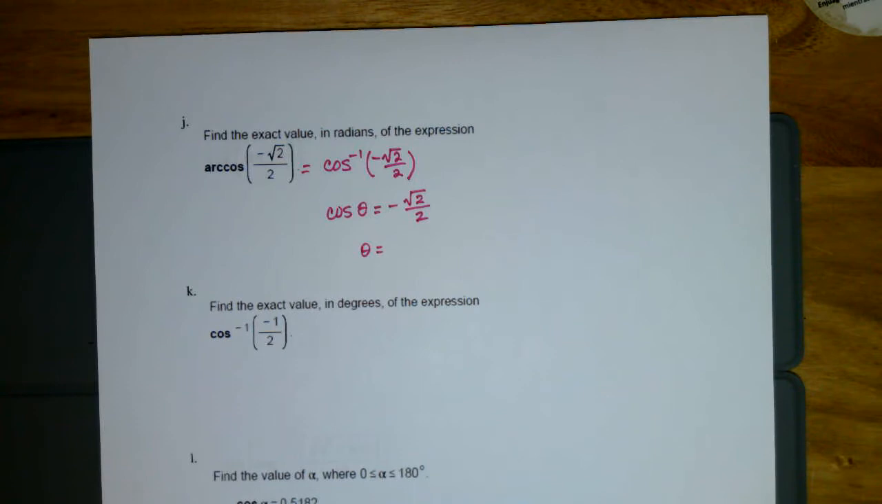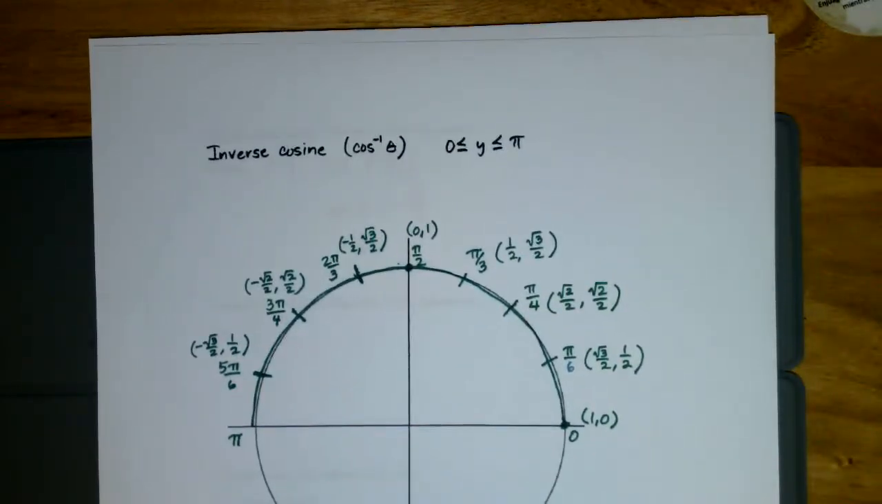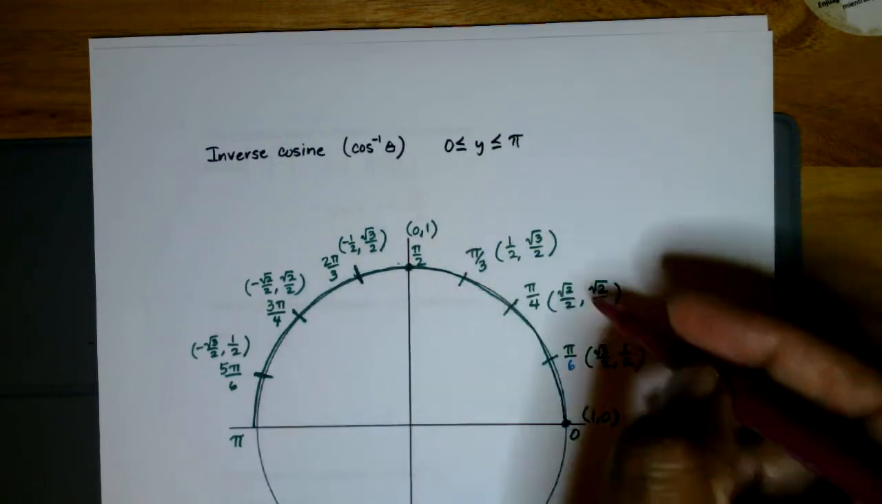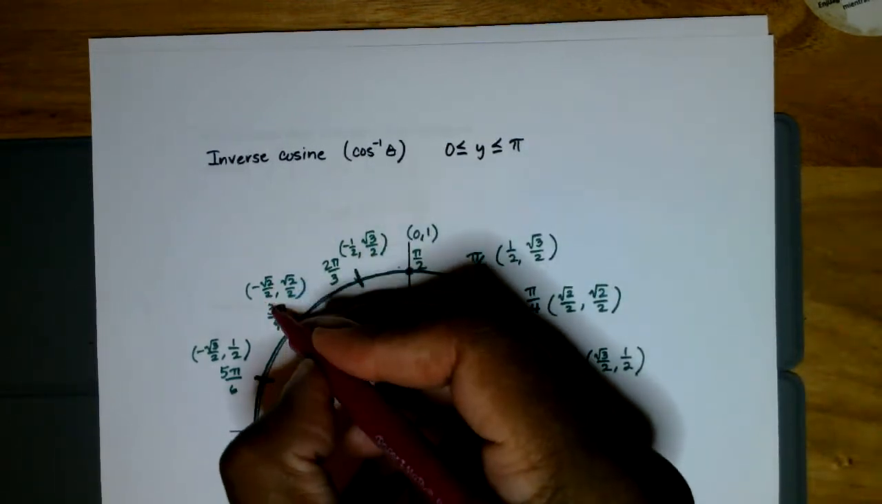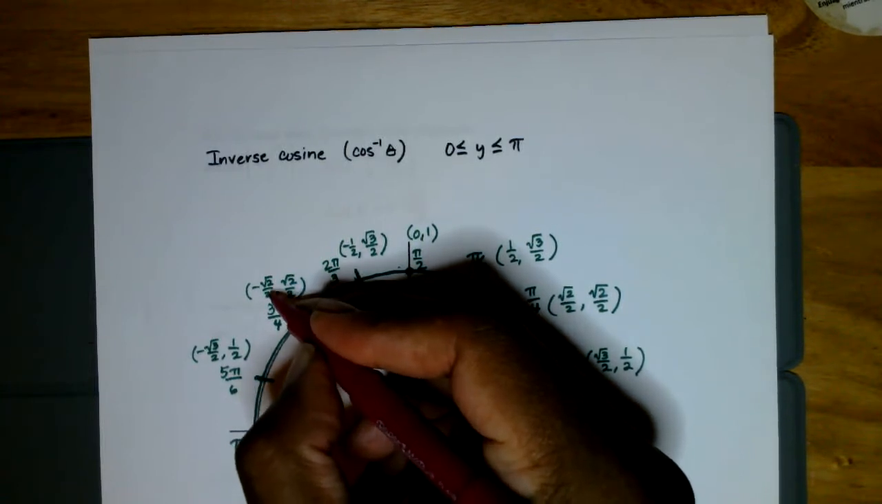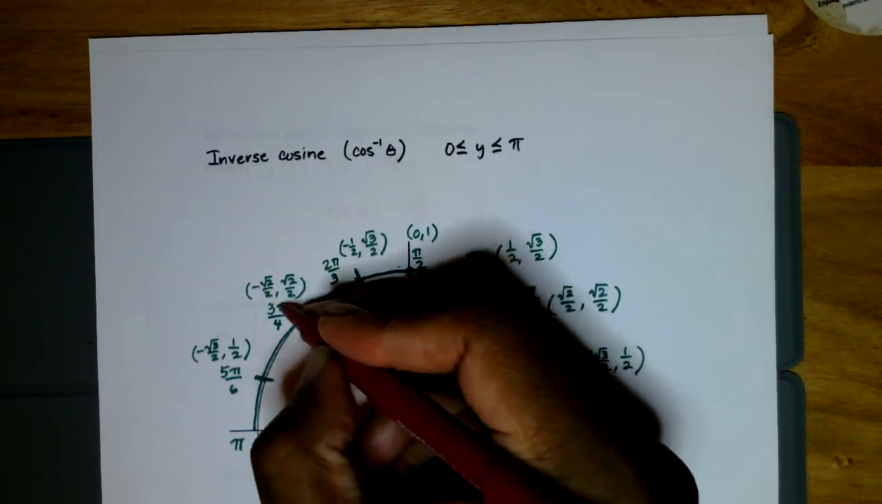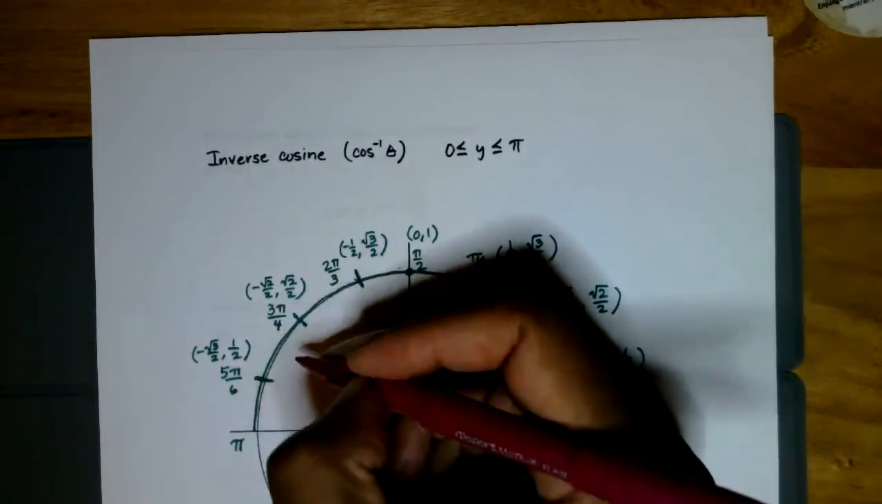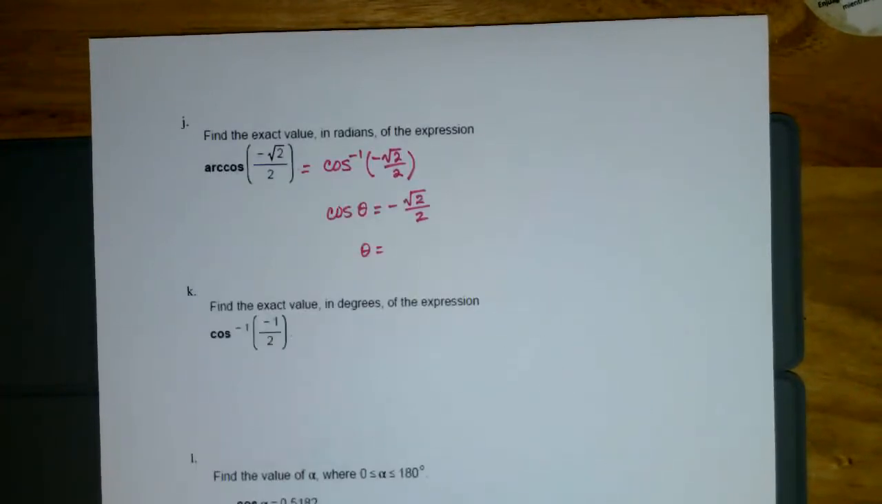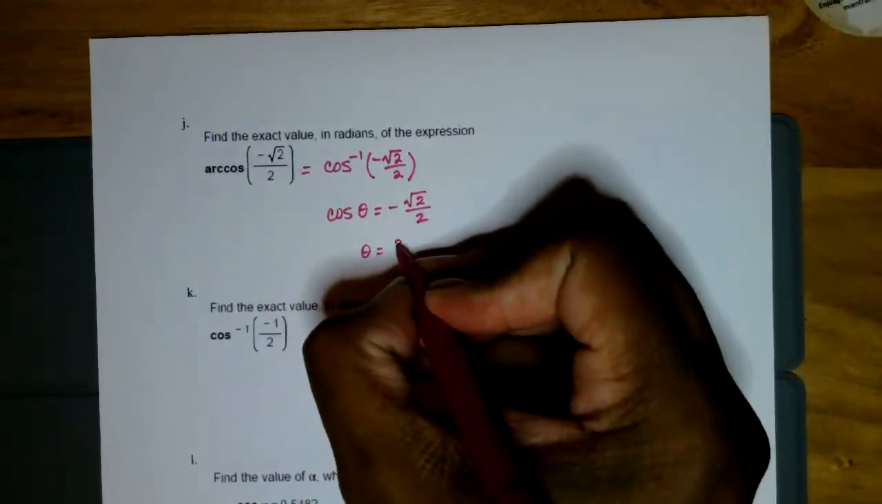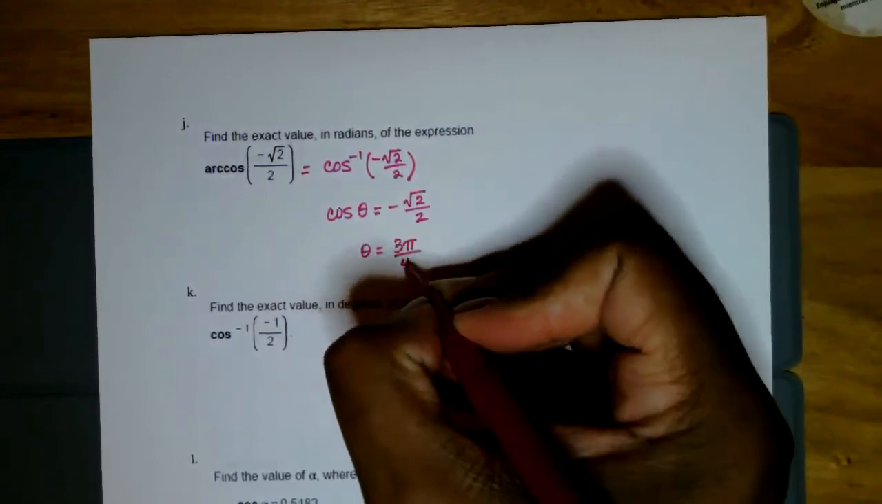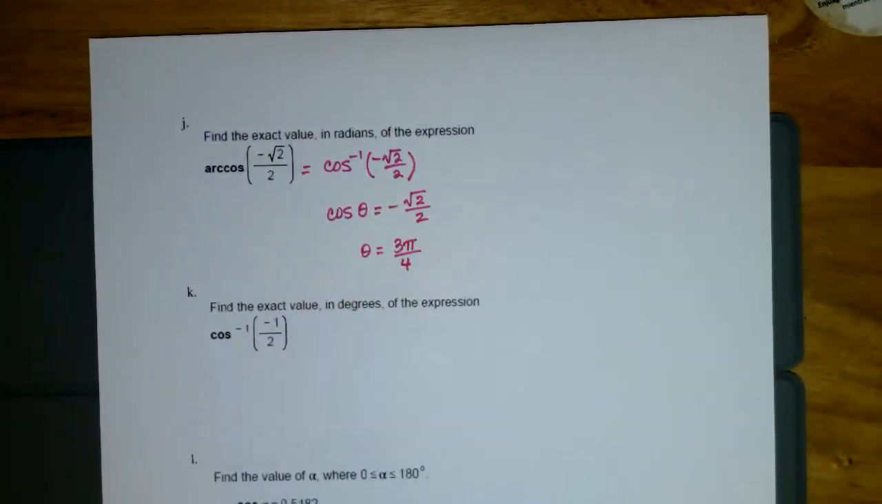Okay, so now we're going to use that unit circle that contains the inverse cosine. And we're going to look for negative square root of 2 over 2 as our x-coordinate. Well, by looking at it, it is right here, negative square root of 2 over 2. That is the x-coordinate for the cosine. The corresponding angle for that will have to be 3 pi over 4. So theta will have to be 3 pi over 4, and that would be the arc cosine of negative square root of 2 over 2.